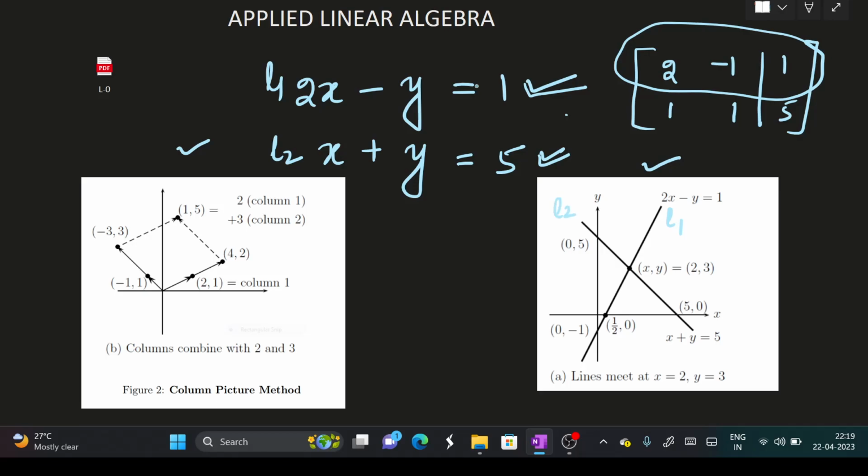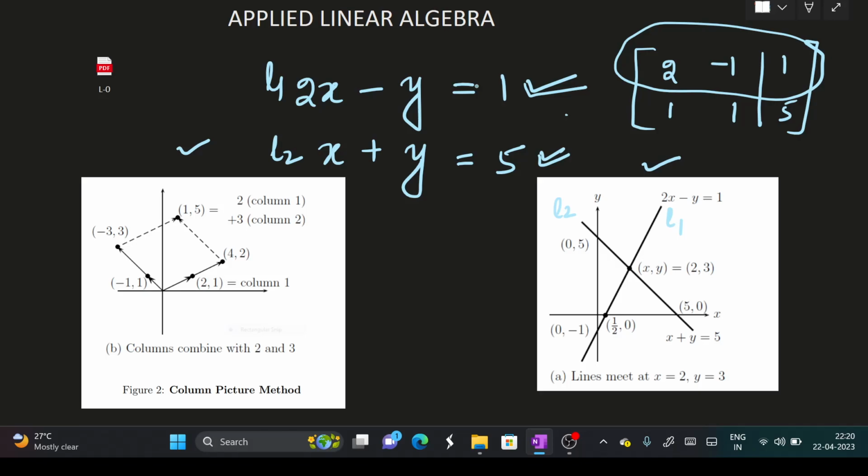We have plotted it. Now we can observe that there exists a common point, x and y, which satisfies both the straight lines. So that common point is the solution. Here a unique solution exists. If two lines intersect each other at one point, it has a unique solution. If we get two parallel lines, it has no solution. If we get two coincident lines, then every point on the straight line is a solution. So this is the case of the row picture method.